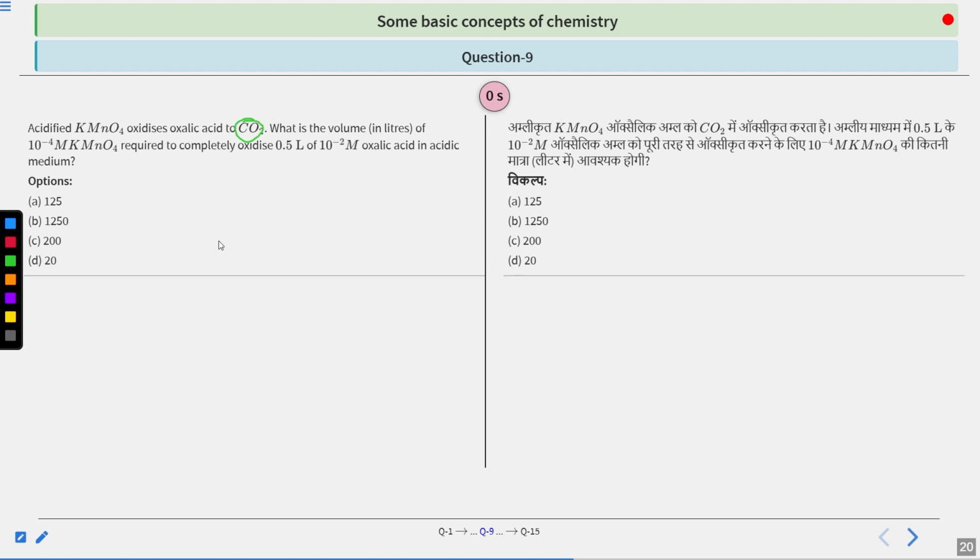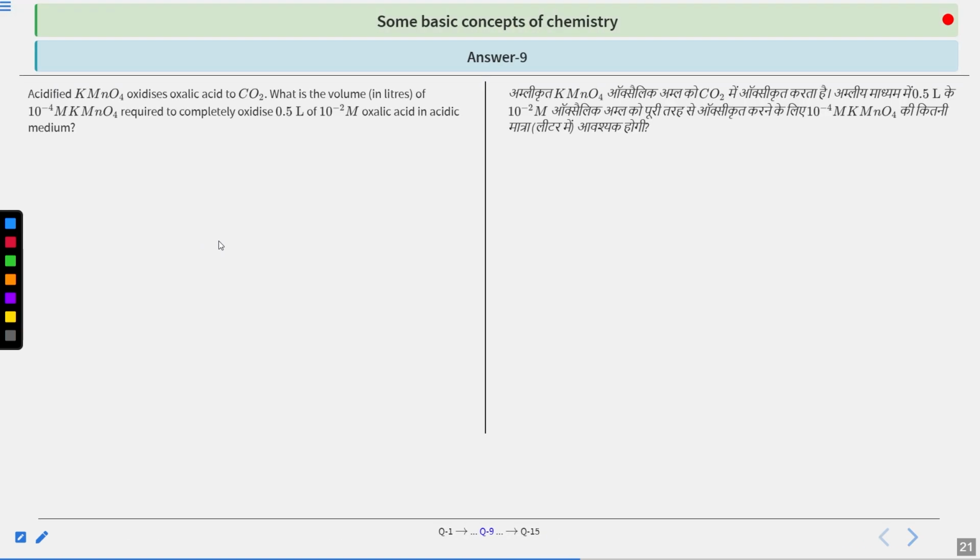Okay, now let us try to understand the question. The question says that we are taking KMnO4 and that KMnO4 oxidizes oxalic acid to CO2. So what is the volume of 10 to the power minus 4 molar KMnO4 that is completely required to oxidize this much oxalic acid in acidic medium? We are taking 0.5 liter of 10 to the power minus 2 molar oxalic acid, and we have to completely oxidize this to CO2. Now, the molarity of this KMnO4 is given, 10 to the power minus 4. First of all, the correct option is D, that is 20.